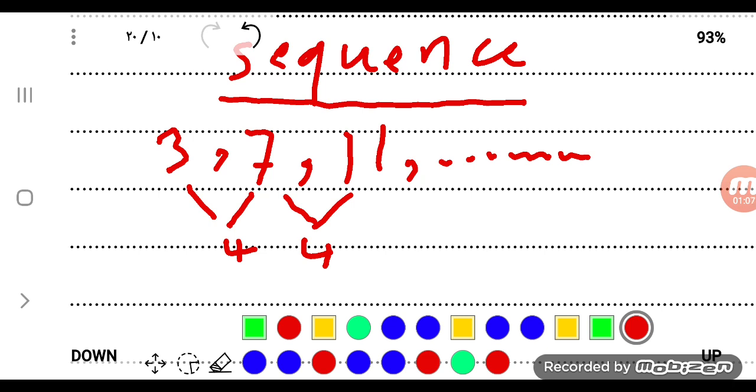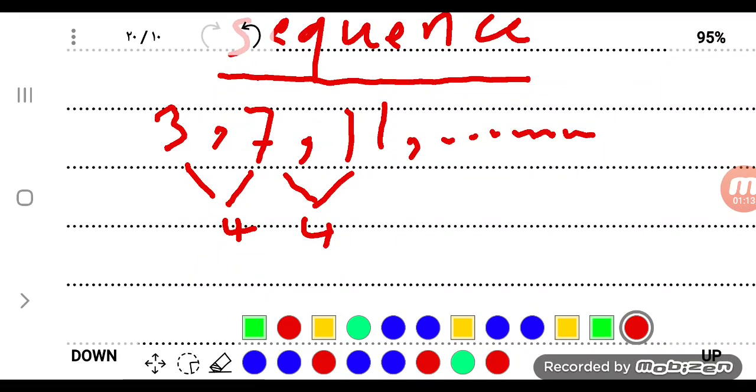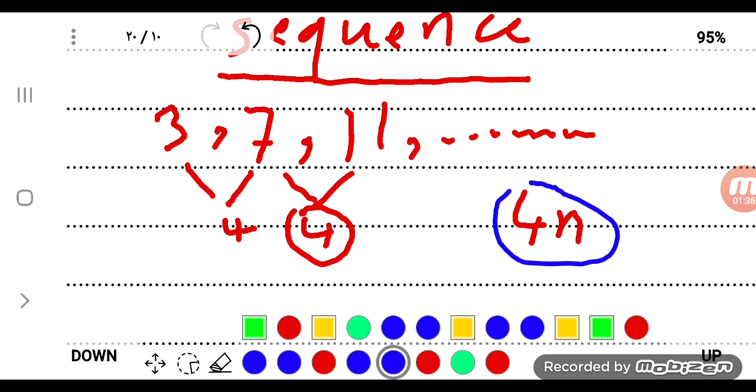Now usually we ask you to find the nth term. So how do you find the nth term in this sequence? First step, you take this 4 and you write 4n. Secondly, you replace n with 1. 4 times 1, you get 4. Now, what do you need to get the first term, which is 3? You need minus 1. So now you write 4n minus 1.